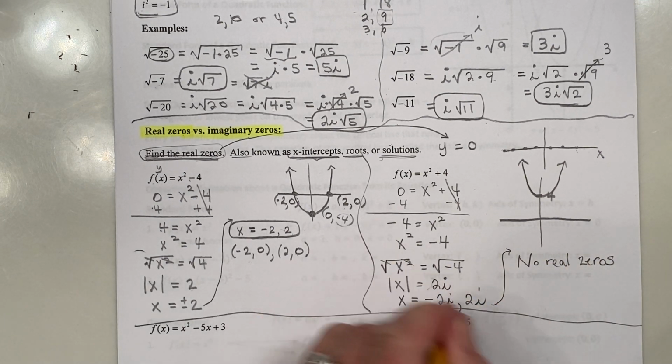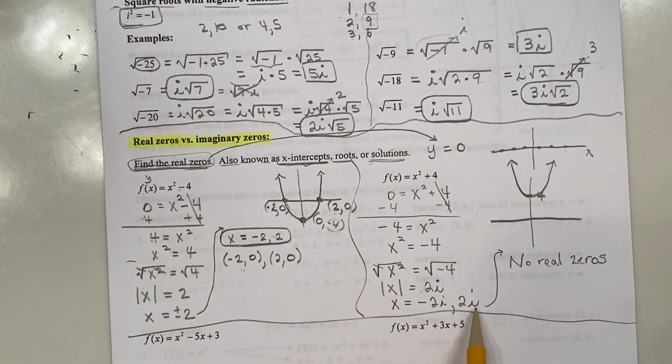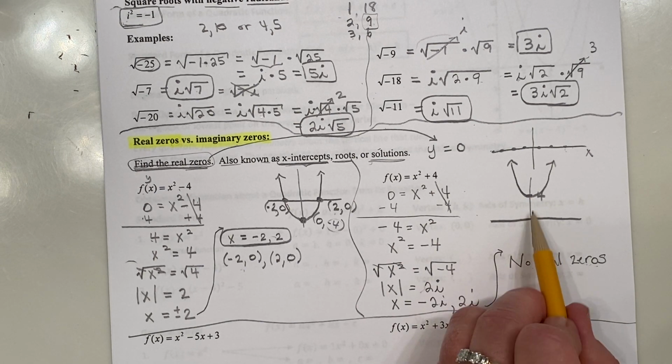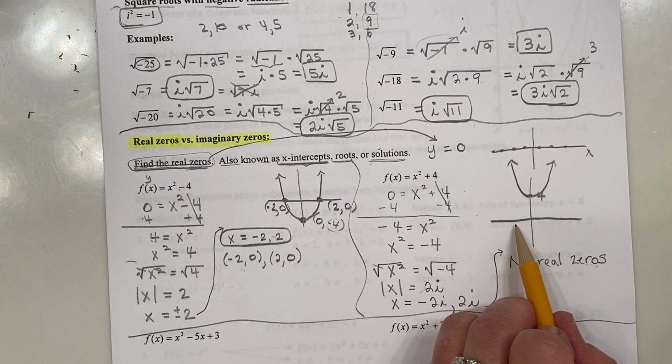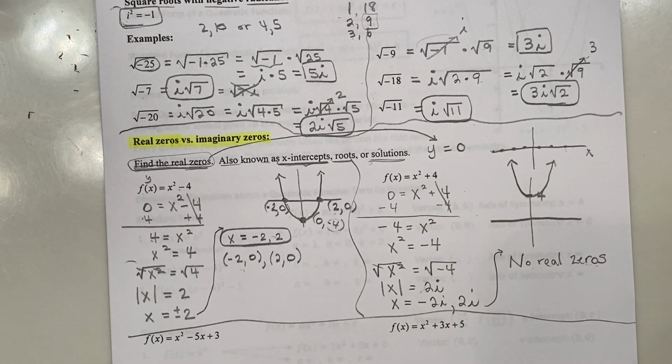And when someone's inspecting our work, they can see the mathematical process that we went through to get these imaginary zeros, so we can respond and say no real zeros, which on the graph means this graph will not cut through or touch at any point any x value on the real number line.